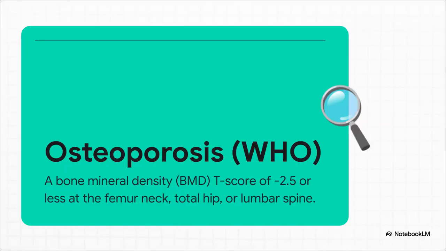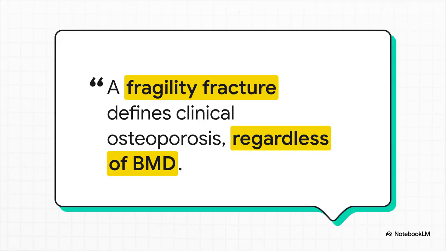So, first up, you've got the official by the numbers definition from the World Health Organization. This is all about bone mineral density, or BMD, which we get from a DEXA scan. If that T-score, which compares your patient's bone density to a healthy young adult, is minus 2.5 or lower, that's osteoporosis. Simple as that. And this is probably the single most important clinical pearl to take away from this: a fragility fracture is osteoporosis. That's it, period.